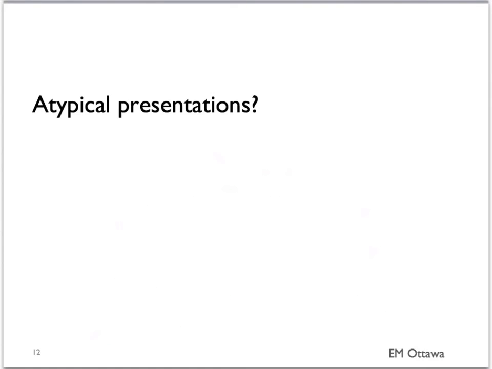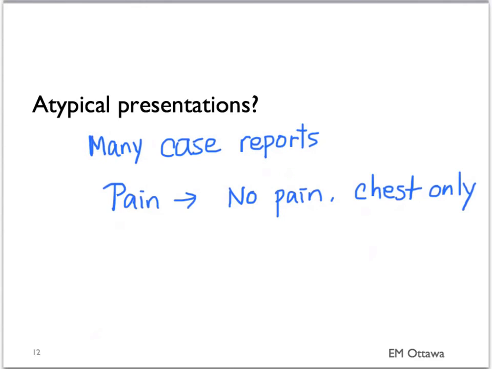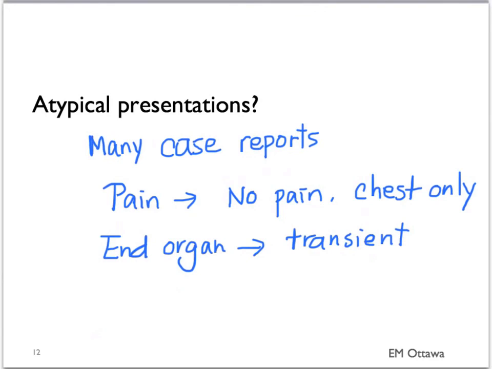What about atypical presentations? The literature is rich with atypical cases for aortic dissection. They're atypical in that either their pain is not typical, or the end organ effects are transient or limited. This has made aortic dissection very difficult to diagnose in the emergency department.